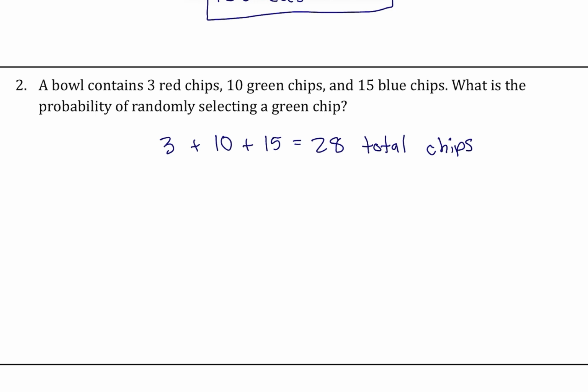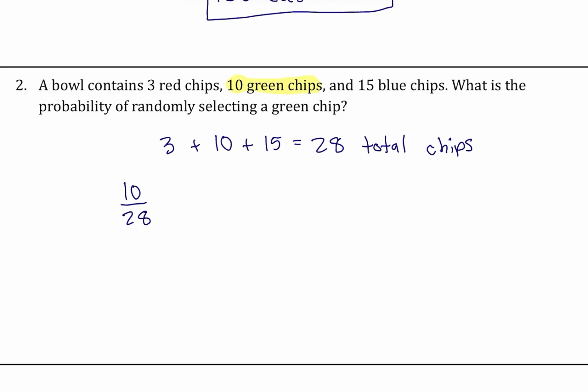Next, we want the probability of randomly selecting a green chip. Well, we're given that there are 10 green chips. So the probability is going to be 10 out of the total 28. So 10 out of 28 is our probability of selecting a green chip.